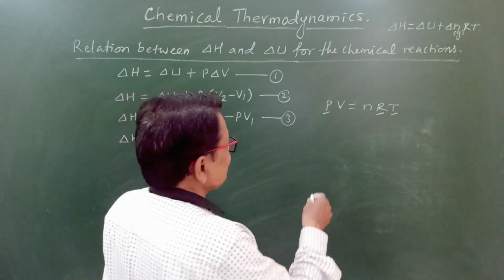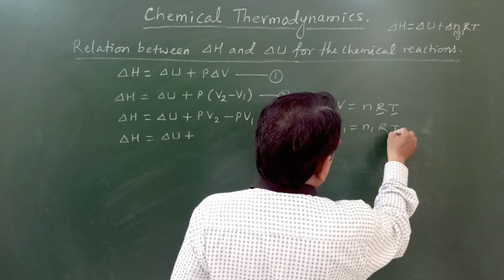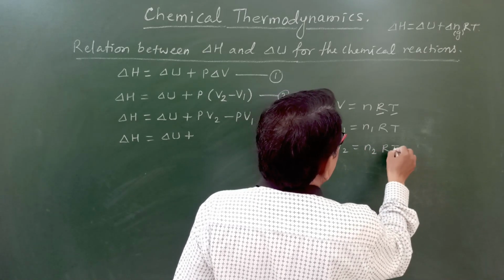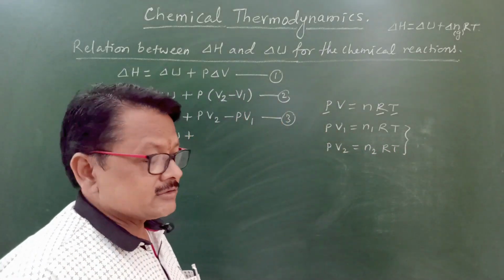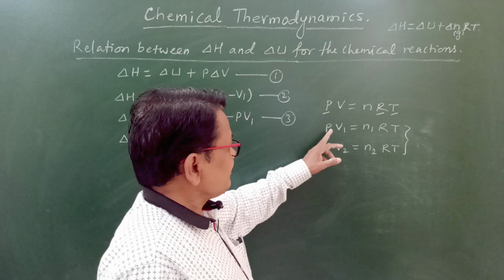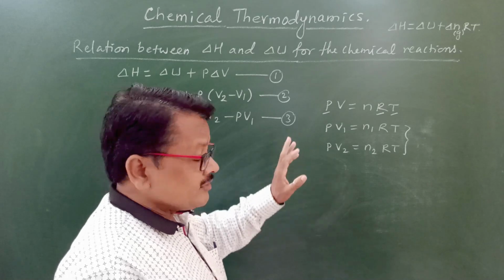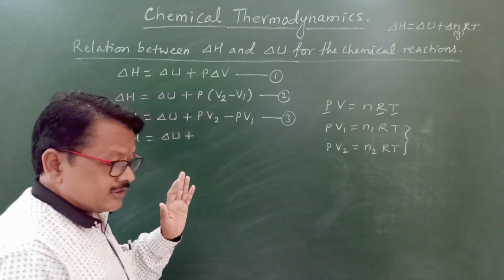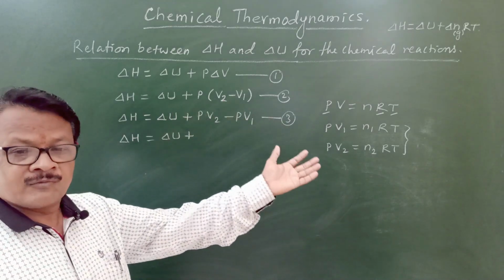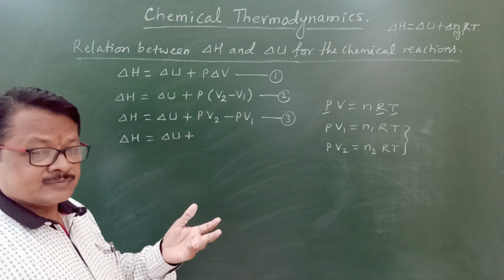Therefore, the same equation can be written as PV1 is equal to N1RT and PV2 is equal to N2RT. You see here how these two equations are written. From the ideal gas equation, we know that PV is equal to nRT, and from that we can write PV1 is equal to N1RT and PV2 is equal to N2RT. But when is it possible? When the gases formed during the chemical reaction, on either the reactant side or the product side, follow the laws of an ideal gas.